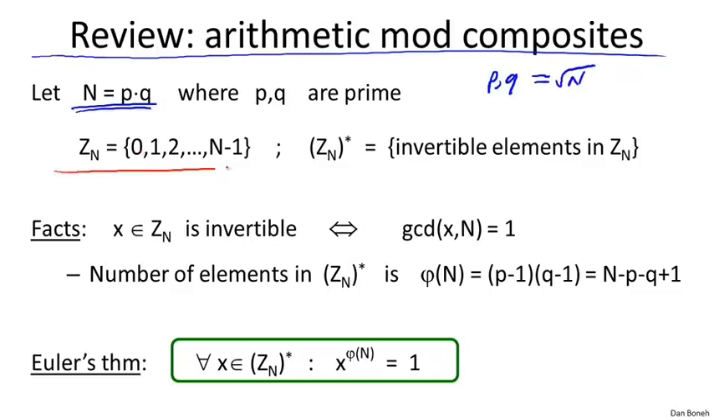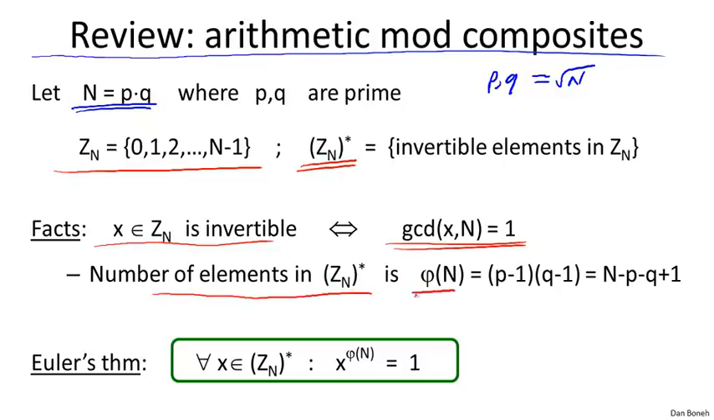Recall that we denoted by Zn the set of integers from 0 to n minus 1, and we said that we can do addition and multiplication modulo n. We denoted by Zn star the set of invertible elements in Zn. So these are all the elements which have a modular inverse. And we said that x is invertible if and only if it's relatively prime to n. Moreover, I also told you that the number of invertible elements in Zn star is denoted by this function phi of n.